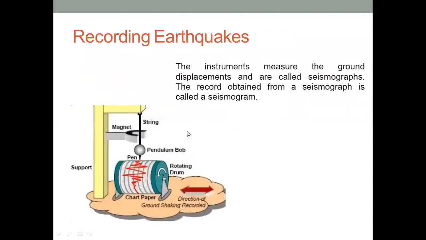Now, how to record the earthquake? The instruments which are used to measure the ground displacements and the vibration are called seismographs. It is not a graph; it is an instrument. A seismograph is an instrument to measure the earthquake vibration. The record obtained from this instrument is called a seismogram. Don't get confused with the words seismograph and seismogram. Seismograph is an instrument, seismogram is a plot, a graph.